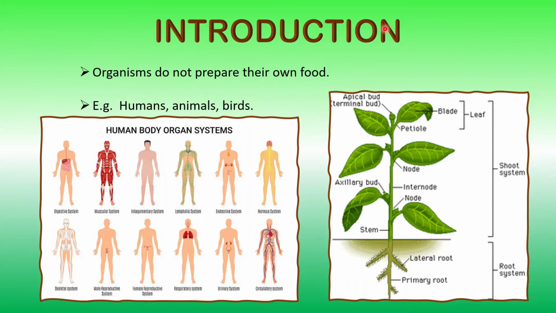Basically, not all organisms prepare their own food. Some prepare their own food while others depend on other organisms for their food. Some examples of heterotrophs are humans, animals, birds and non-green plants. Organisms that do not prepare their own food but directly or indirectly depend on other organisms for food are called heterotrophic nutrition.